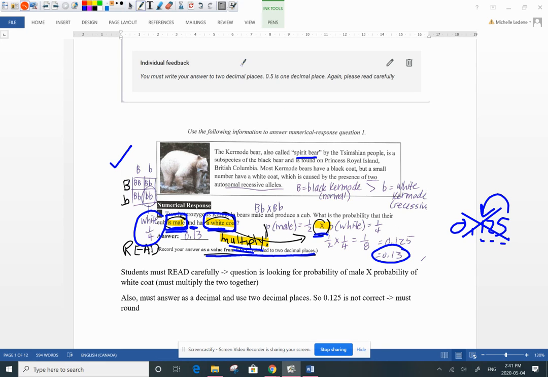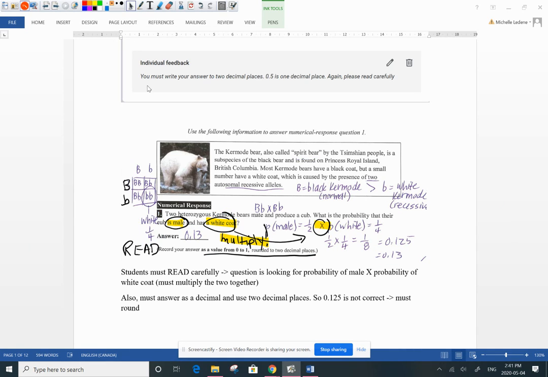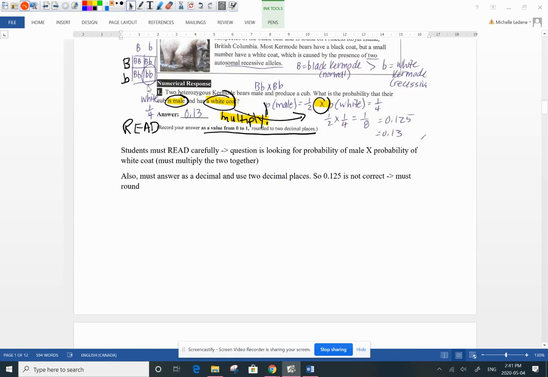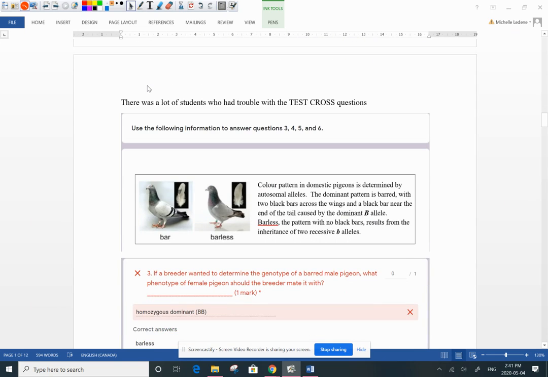Okay, so reading carefully. How do I express my answer? Am I following the instructions? Am I just looking for white coats, or am I looking for a male or a female and white coat? Now, there seemed to be a fair amount of confusion also about the test cross questions. That was 3, 4, 5, 6.